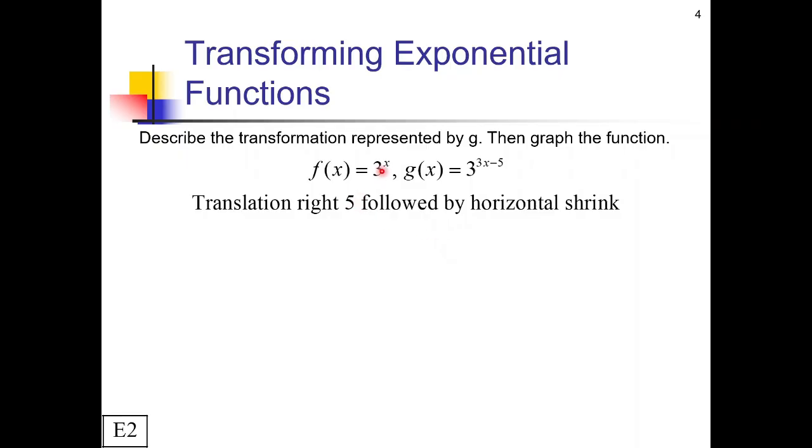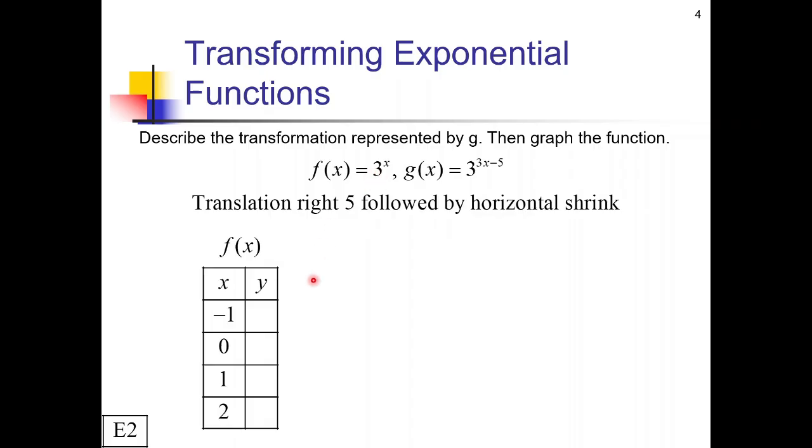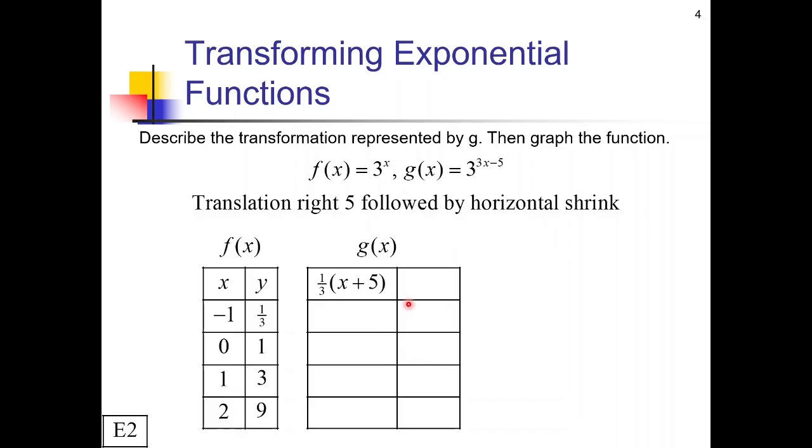Now let's create our parent table for 3 to the x. This is growth, so we're going to be going from -1 to +2. So we have 3 to the -1 is 1/3, 3 to the 0 is 1, 3 to the 1 is 3, and 3 squared is 9. Now for the rules here, because we have the translation happening first, we're going to have x plus 5 inside a parentheses, and outside we're going to be multiplying by 1/3. And then for the y, nothing's happening outside the function, so we're just going to leave y the way it is.